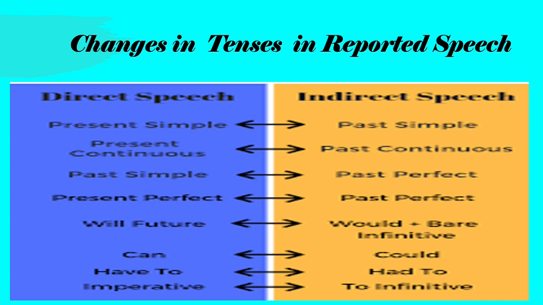Changes in tenses in reported speech. If it is present simple, you have to change it into past simple. If it is present continuous, past continuous. If it is past simple, past perfect. If it's present perfect, it's past perfect. If it's future tense with will, it should be would. If it's shall, it should be should. If it's can, it should be could. If it's have to, it should be had to. And if it's imperative, it should be to infinitive.